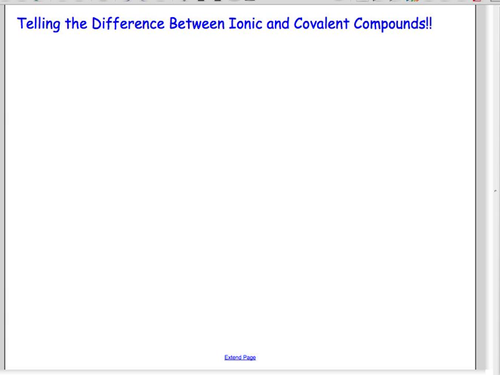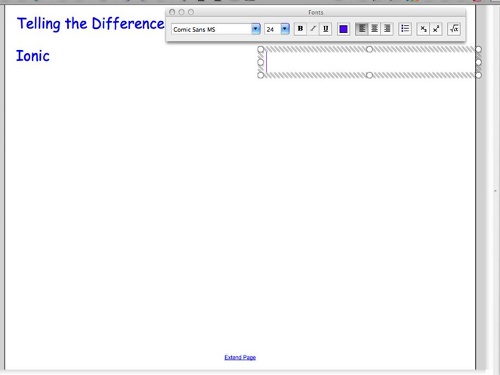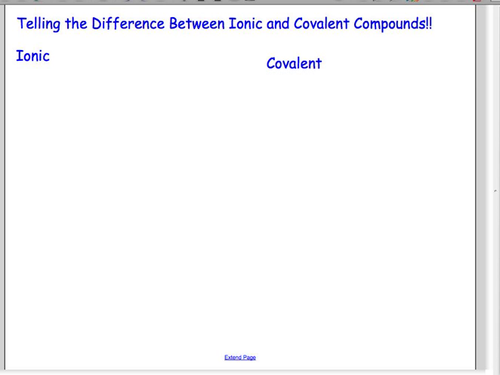So the first slide we're going to do is just kind of go through the differences. Second slide we're going to practice a couple. The third slide we're just going to say, okay, what are you doing today with the scavenger hunt? So first one we're going to do is just Ionic versus Covalent. So we're going to just write down everything we know about Ionic versus everything we know about Covalent, and then hopefully that'll help.